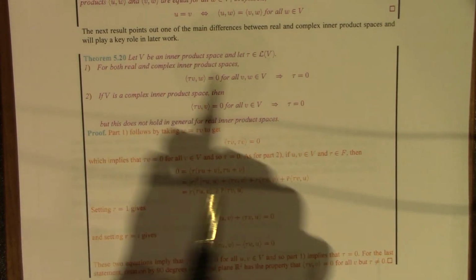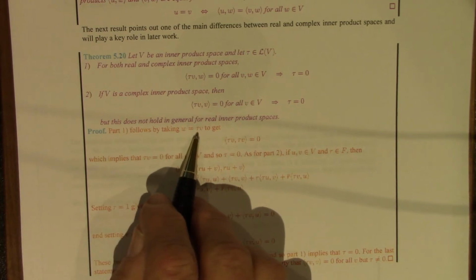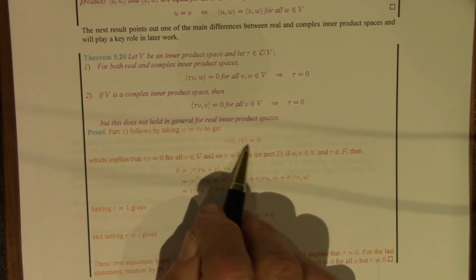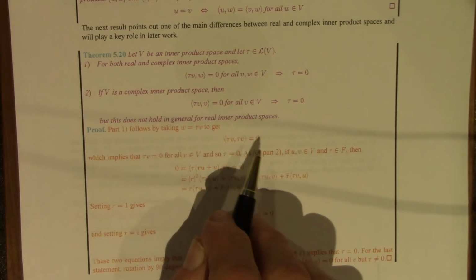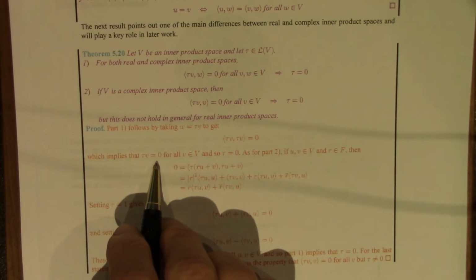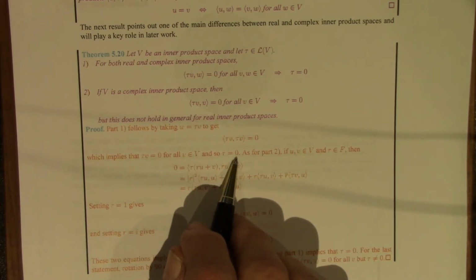As to the proof of part 1, that's quite simple. We just set w equal to tau of v, which tells us that the inner product of tau of v with itself is 0. That happens if and only if tau of v is 0. And since this is for all vectors in the vector space, tau must be the 0 operator.